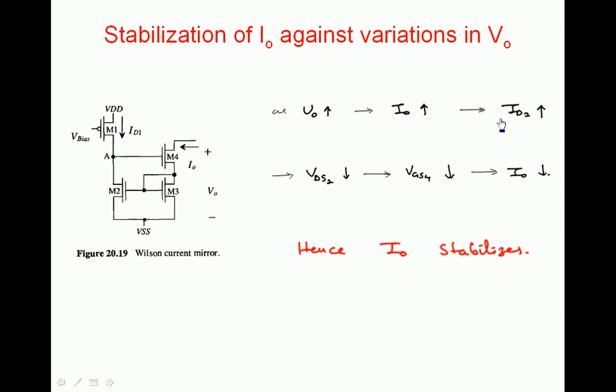Remember the one important point. Whenever ID2, the current flowing through M2, increases, why does VDS2 decrease? When ID2 increases, why does VDS2 decrease? That is very, very important. Now we'll consider this statement.